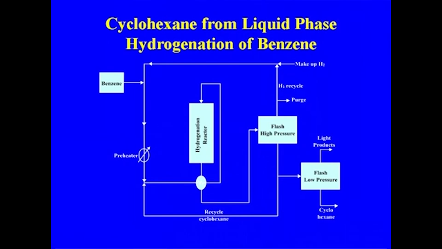The benzene is going to the hydrogenation tower, and from the hydrogenation tower the product is going to the high pressure separator, and from there the hydrogen is recycled to the system and make-up hydrogen is added there. The offset from the separation is going to the low pressure flash, and from there again the light products are removed, and finally we are getting the cyclohexane from the bottom of this flash.